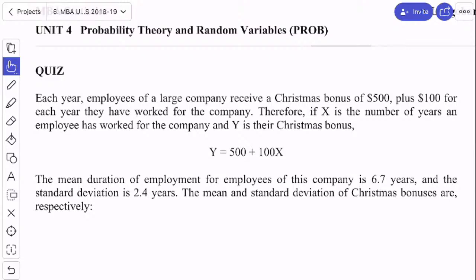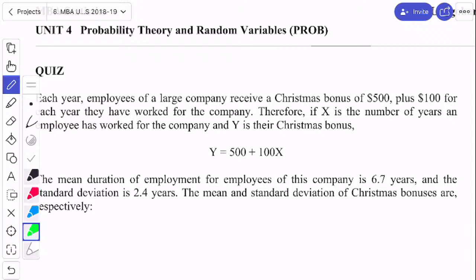Anyway. All right, so each year employees for a large company receive a Christmas bonus of $500 plus $100 for each year they work for the company. Therefore, if X is the number of years an employee has worked for the company and Y is their Christmas bonus, we can get one from the other. Okay, so this is the relationship between X, the number of years, and Y, the Christmas bonus.